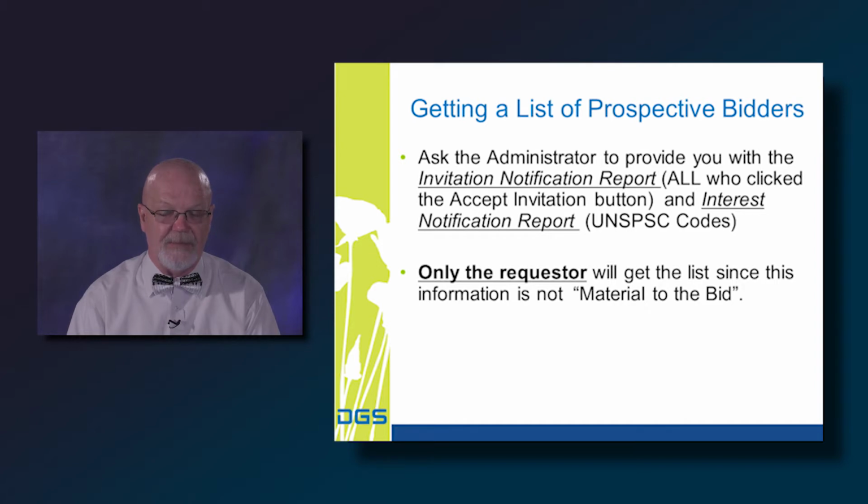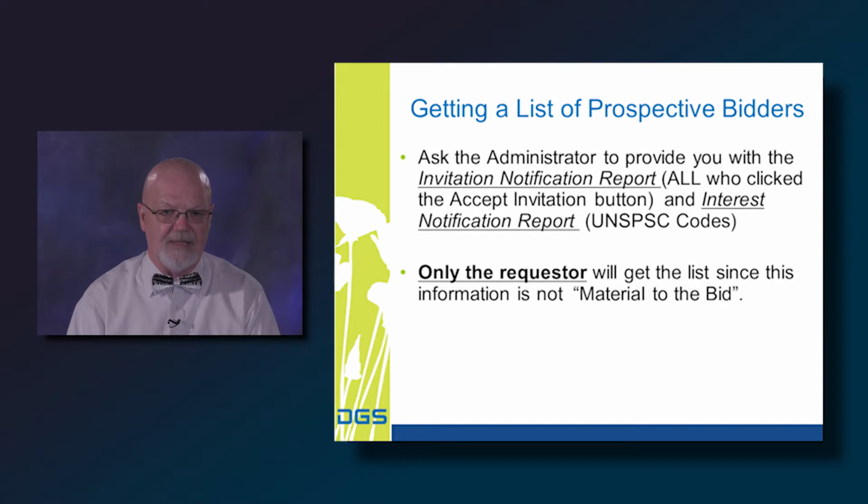Those are the people that received this solicitation because the system matched their UNSPSC codes, their United Nations Standard Products and Services Codes, when the administrator loaded the solicitation on eProcure. Now, only the requester will get the list since this information is not material to the bid.